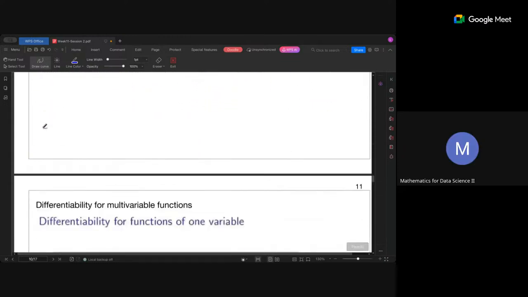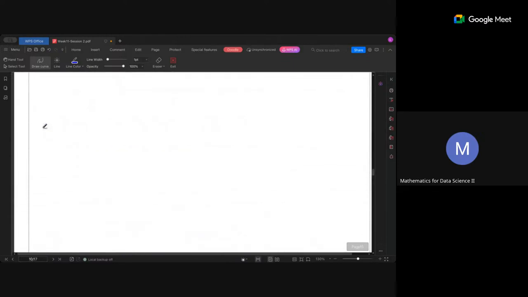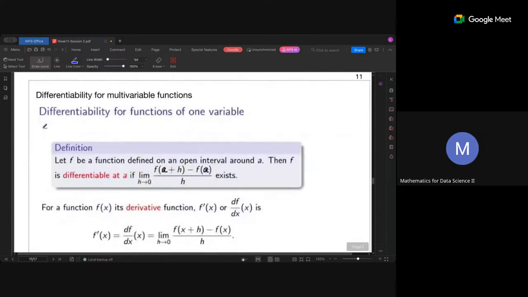So, what is after this? We are almost done with this unit. Just this last definition is there. But don't worry too much about this definition. This is just for knowing purpose only. You don't have to worry about problems from this differentiability for multivariable functions.